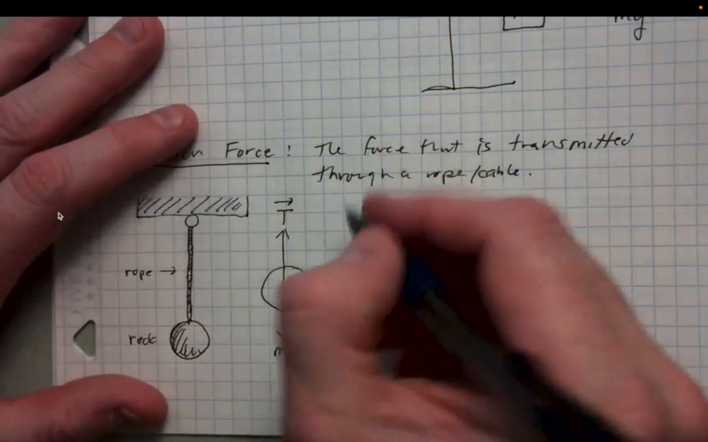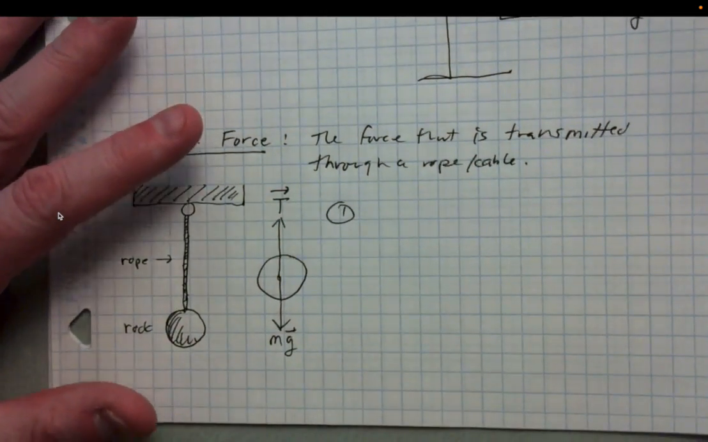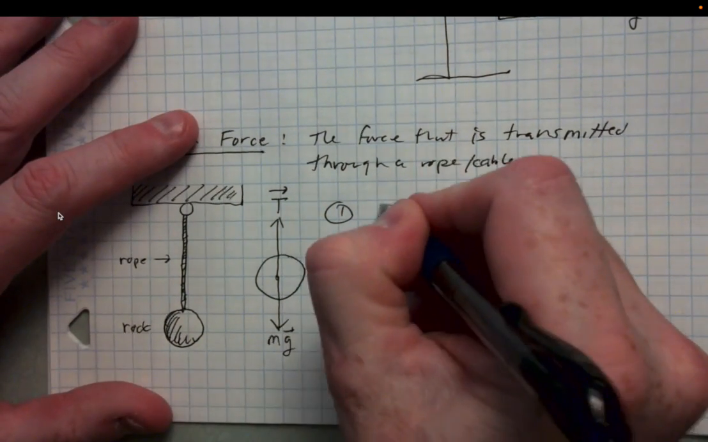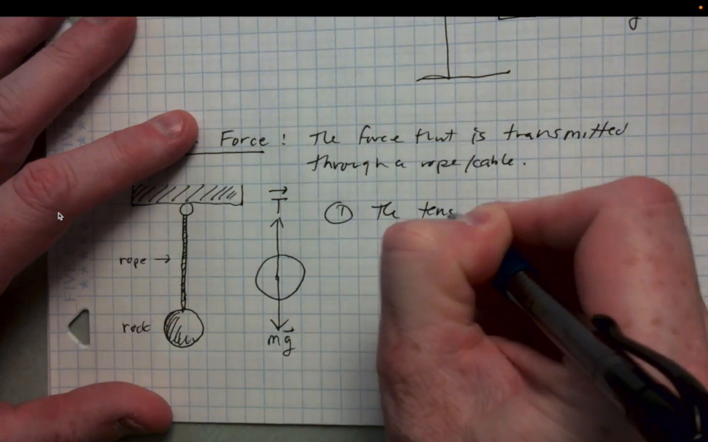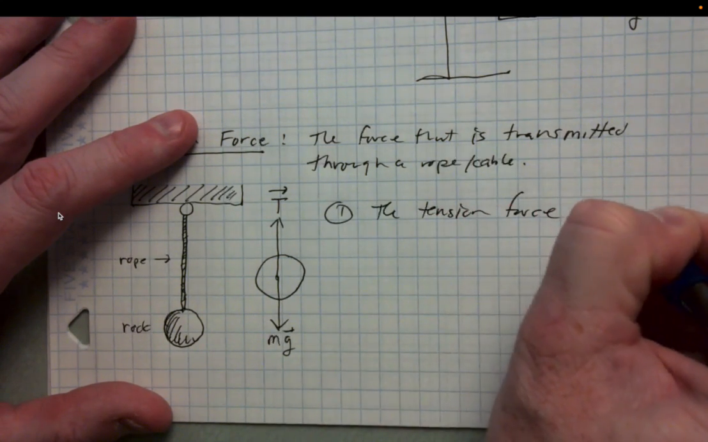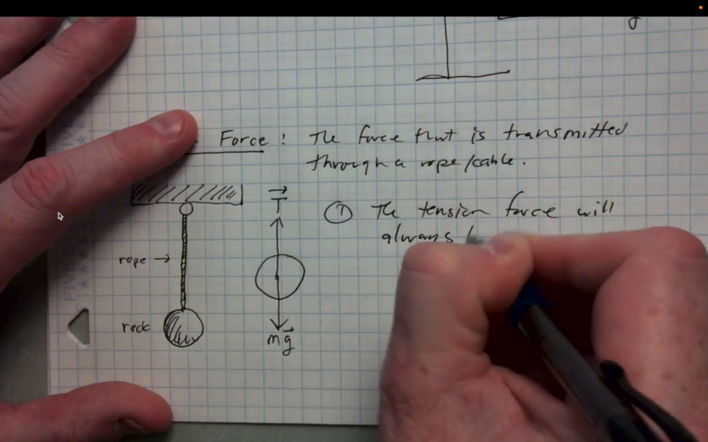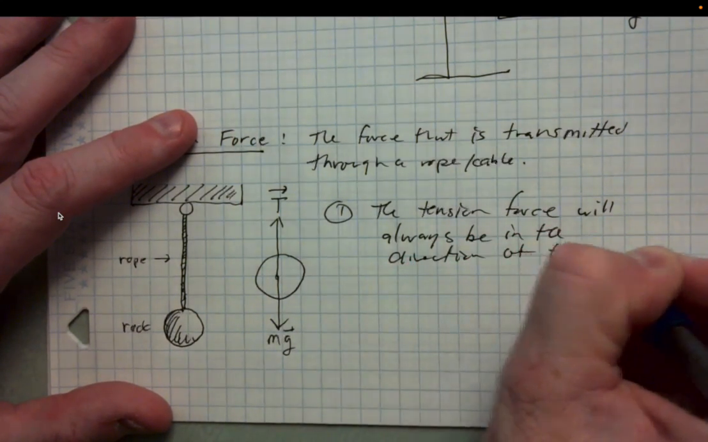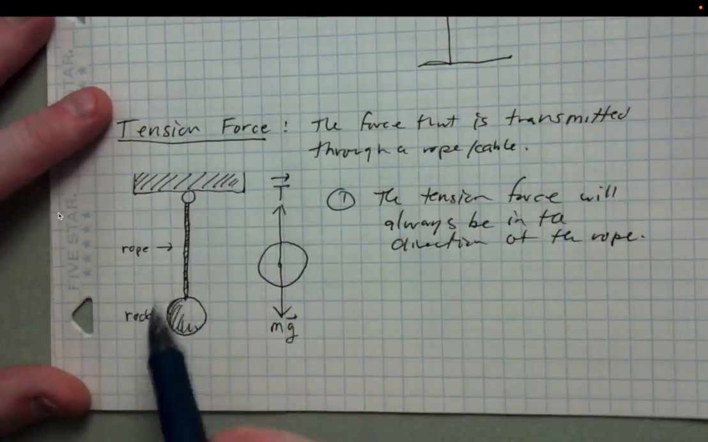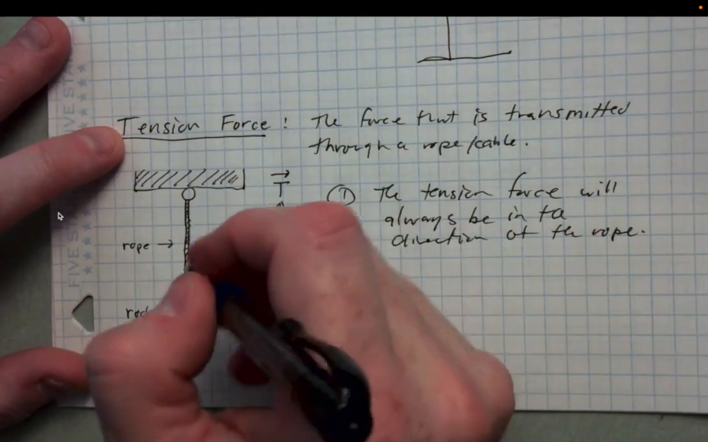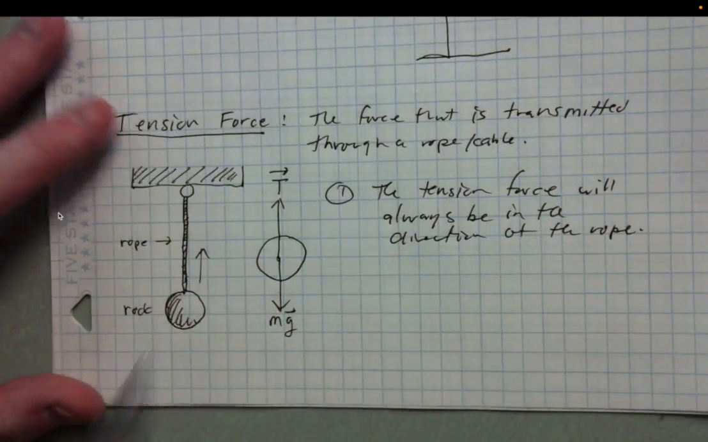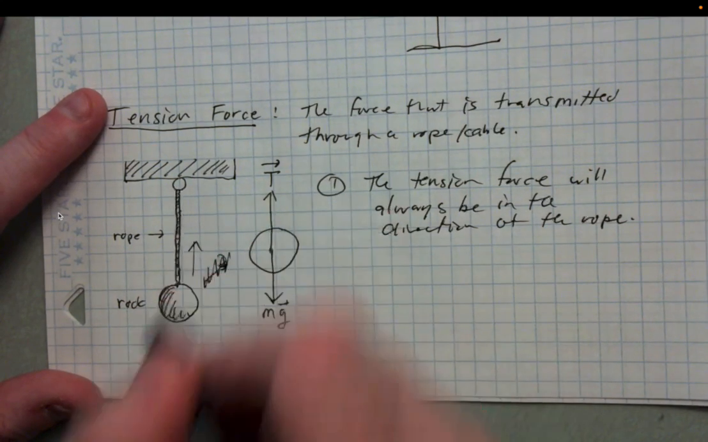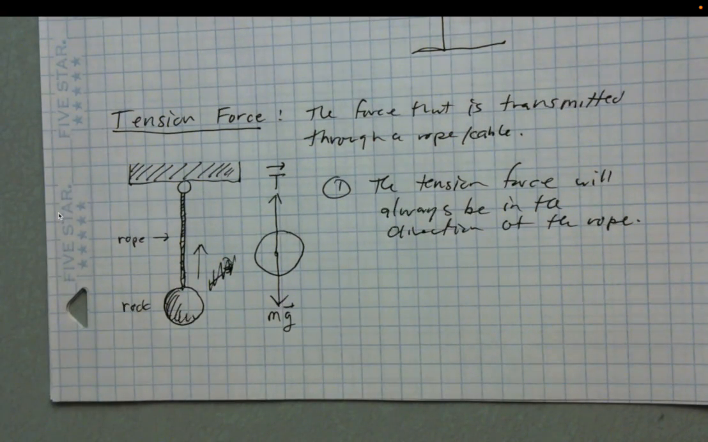So a couple of things to note about the tension force. First, the tension force is always in the direction of the rope, right? So if the rope is under pressure, it'll straighten out, and the tension is going to be in that direction. You're not going to have tension heading off in some random direction, right? It's going to be in the direction of the rope. So that's the first thing.